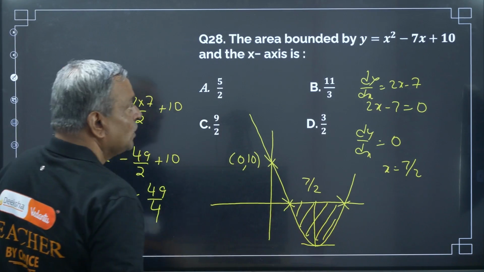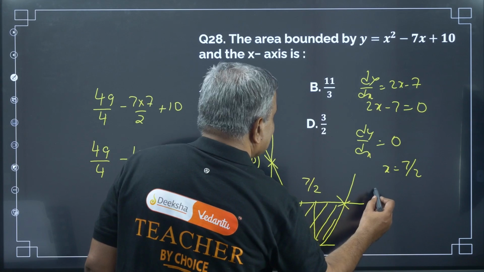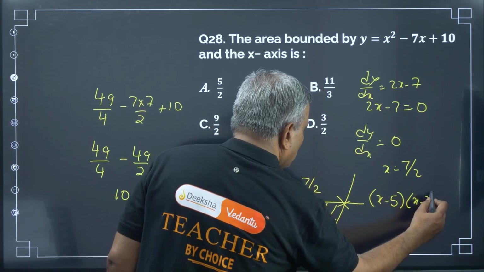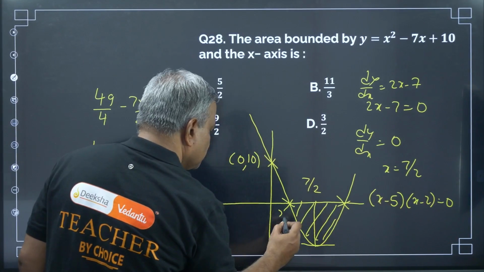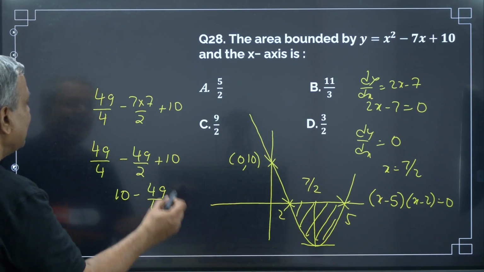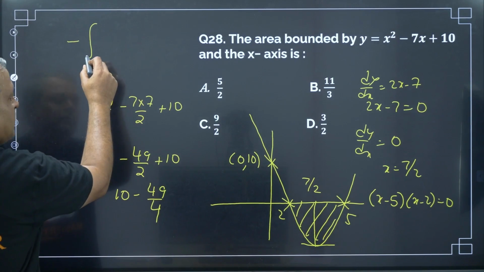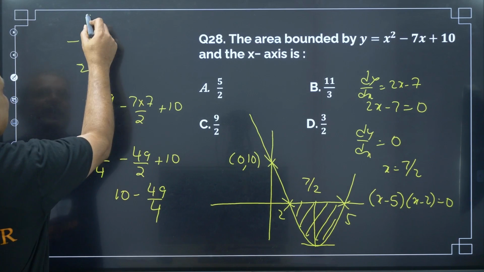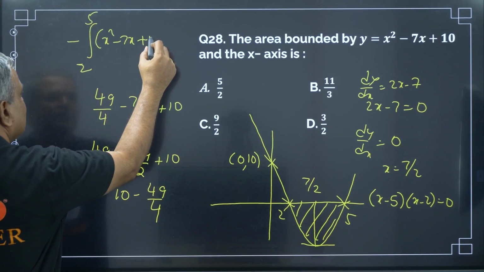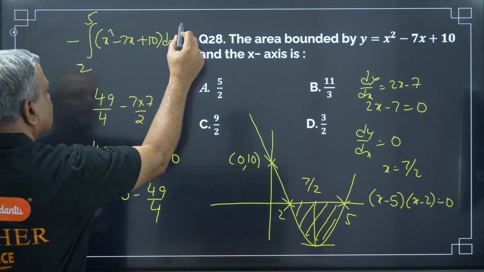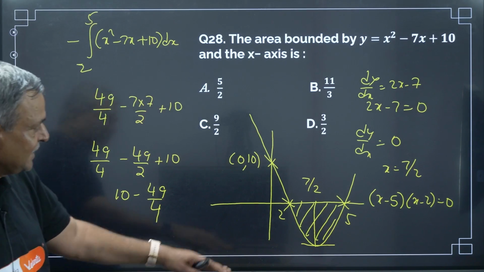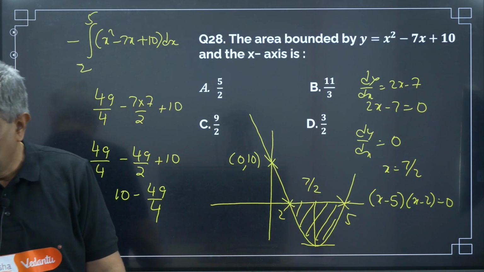Between what roots? If you factorize it, you get x minus 5 and x minus 2 equal to 0. This is 2 and this is 5. As the area is downward, we use the minus sign: minus integral from 2 to 5 of x square minus 7x plus 10 dx. Further you can do it. Integrate and substitute, with the minus sign because it is the lower area.